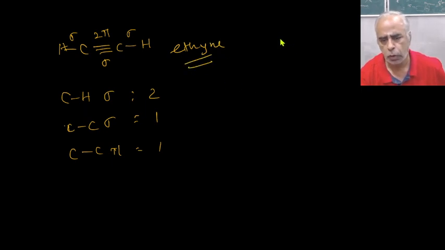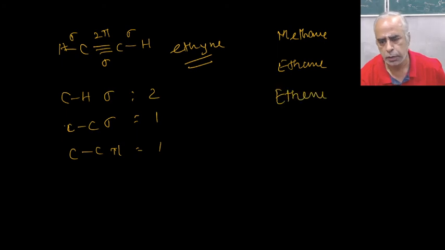So we have methane. I was explaining about methane. What is the molecular formula of methane? CH4. What is ethane? C2H6. What is the formula of ethene? C2H4. What is the formula of ethyne? C2H2. So just go through these structures and their names.